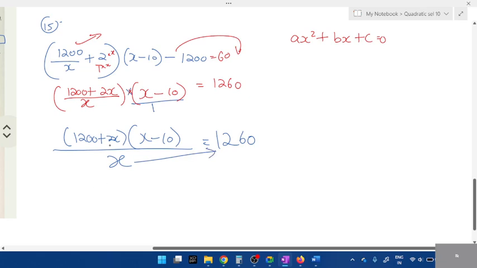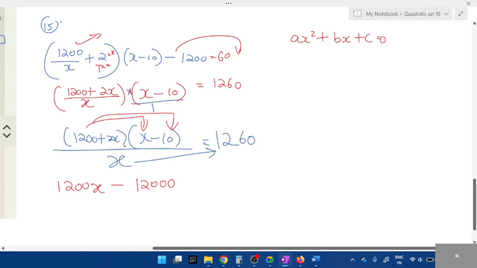And here, which rule do we apply? Bracket rule. So according to the bracket rule, 1200 you have to multiply into x and minus 10. What is 1200 into x? 1200x. 1200 into minus 10 is how much? Plus into minus is minus, you get 12,000.